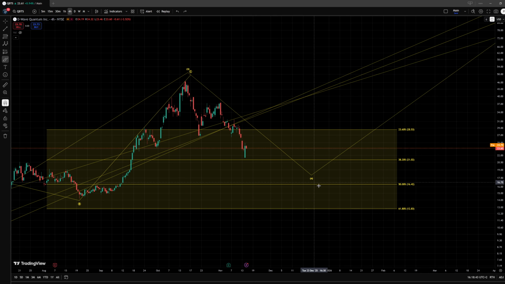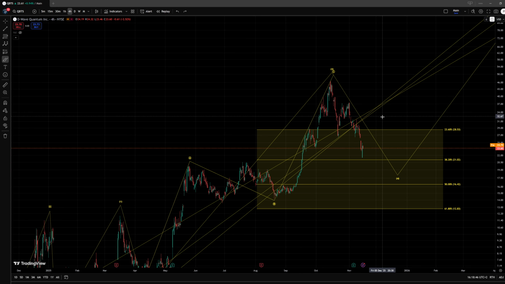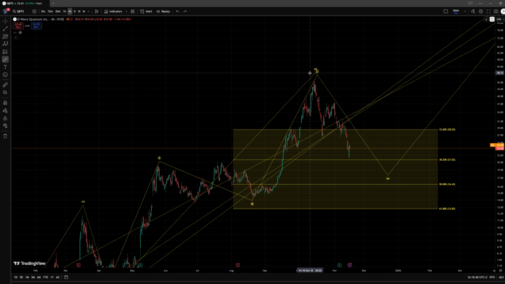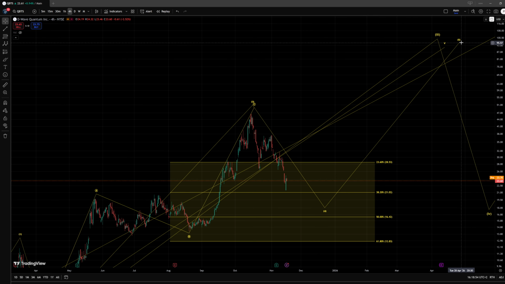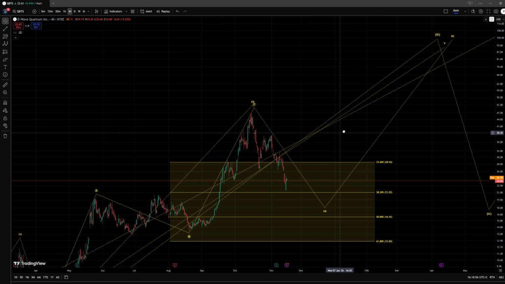Now, we don't need to push all the way down within this area of support as well. We really only are looking for something like an ABC structure to be forming to the downside within the wave 4 correction before we start the fifth wave to the upside.